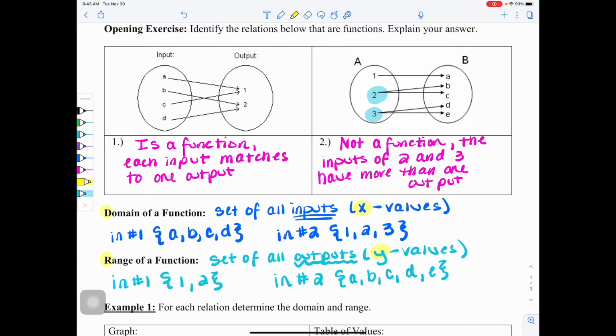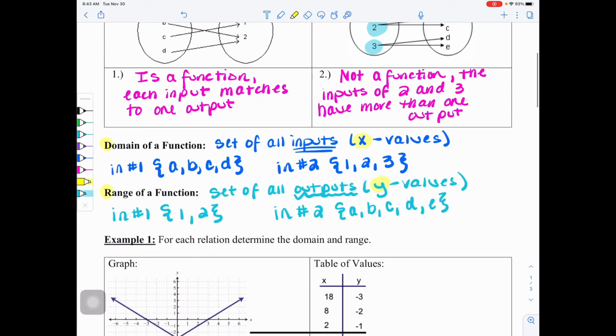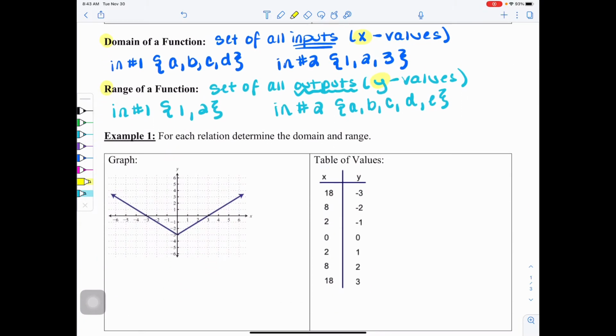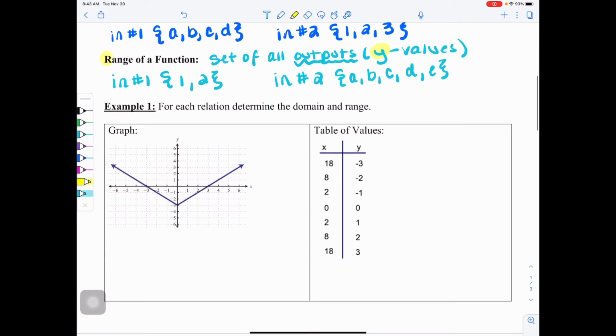So now we're going to look at examples of finding domain and range for different types of functions, different representations. So in example 1, it says for each relation, determine the domain and the range.